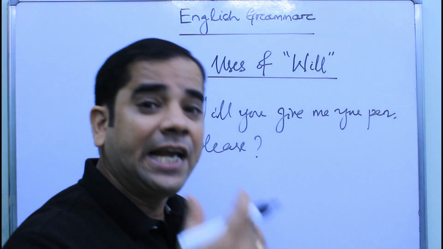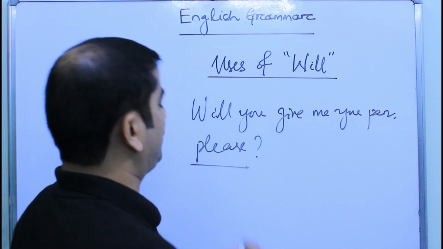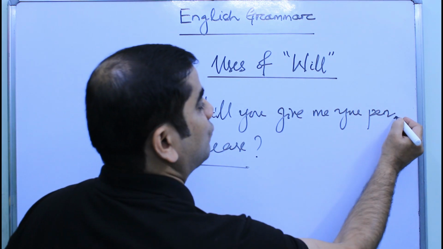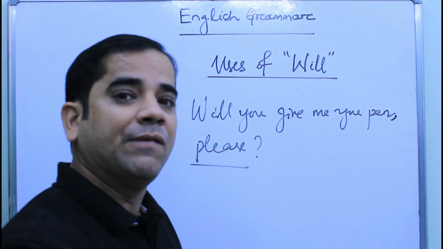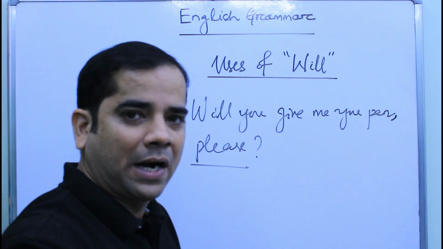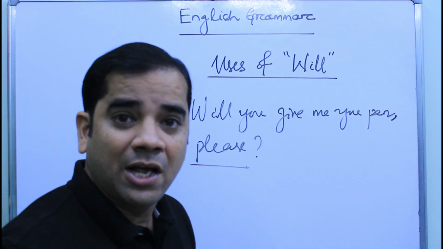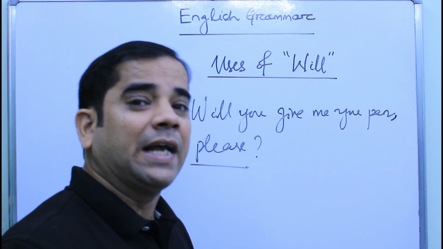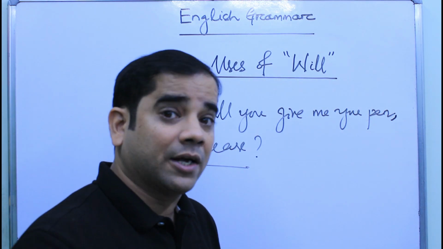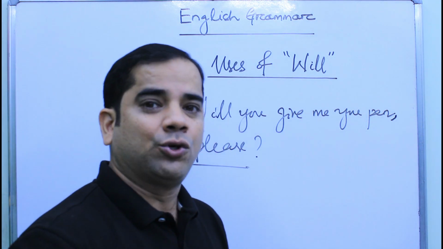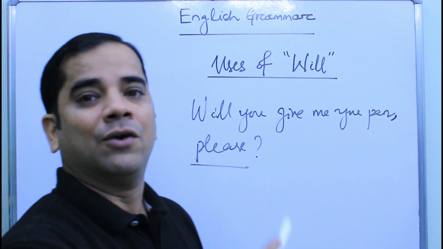This is a request. So we have used please at the end and we have put a comma before please. So this should be the format of the interrogative sentence. So, will you give me your pen, please? Whenever we request someone to do something for us, in that case we should use will in this way.